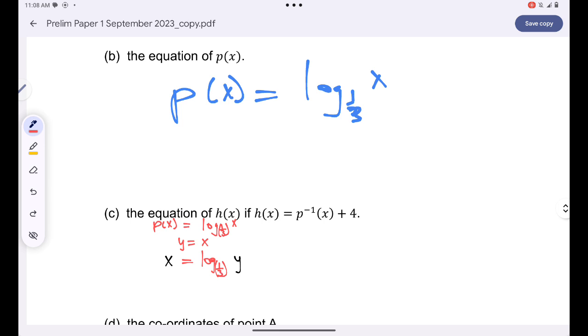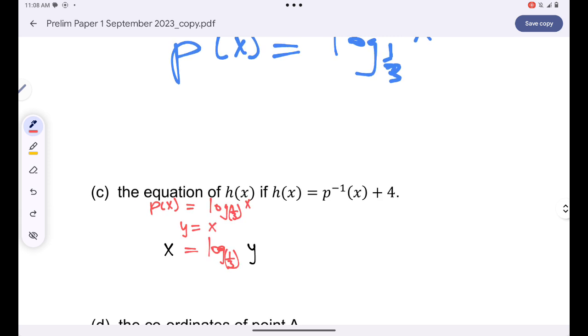Né? The aim of finding an inverse is to just isolate y. How can I isolate y? By making 1 over 3 the base on the other side. I'll end up having 1 over 3 to the power x is just equal to y. So therefore, the inverse of p is just equal to 1 over 3 to the power x.